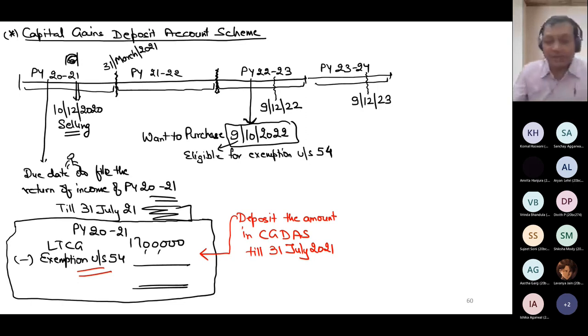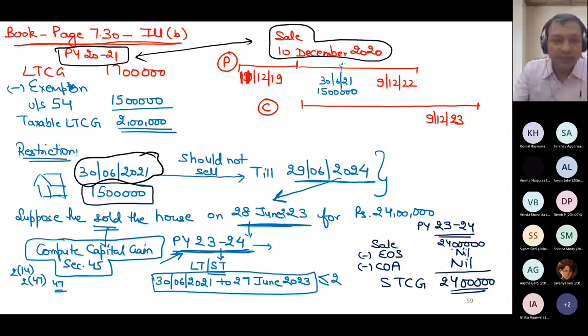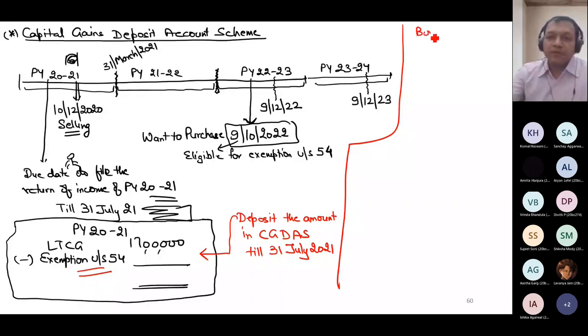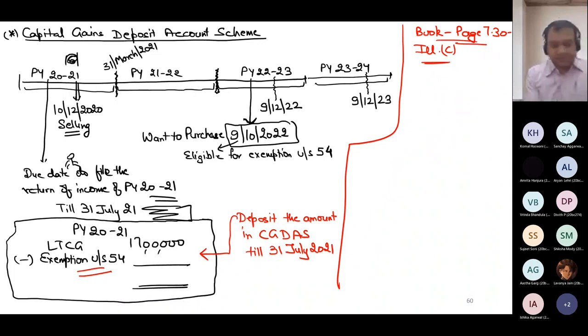So let me discuss illustration C, again from my book, page number 7.30. The same example is going on. Continuing the above illustration A, suppose he has not taken the decision of purchasing or constructing the residential house till 31st July 21. He can still claim the exemption if he deposits the amount in the capital gain deposit account scheme.